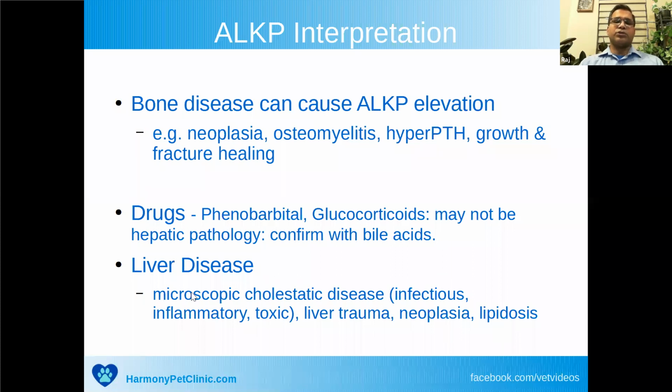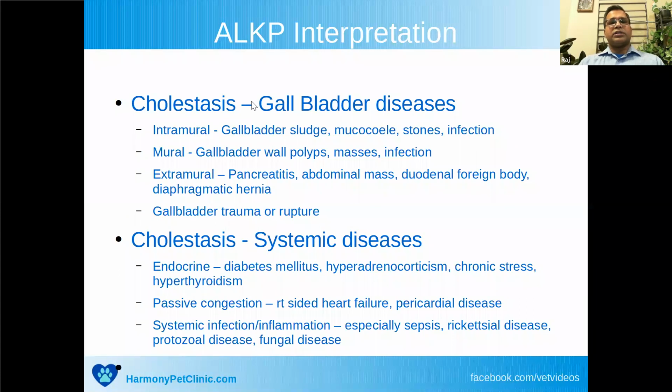In addition to microscopic cholestasis, cholestasis from the gallbladder or from systemic diseases can also increase it. Gallbladder diseases like anything in the lumen, stones or sludge, mucocele, or in the wall, any mass or polyp, or outside the wall of the gallbladder, anything pushing to cause a blockage, or trauma or rupture of the gallbladder, will lead to increased alkaline phosphatase.